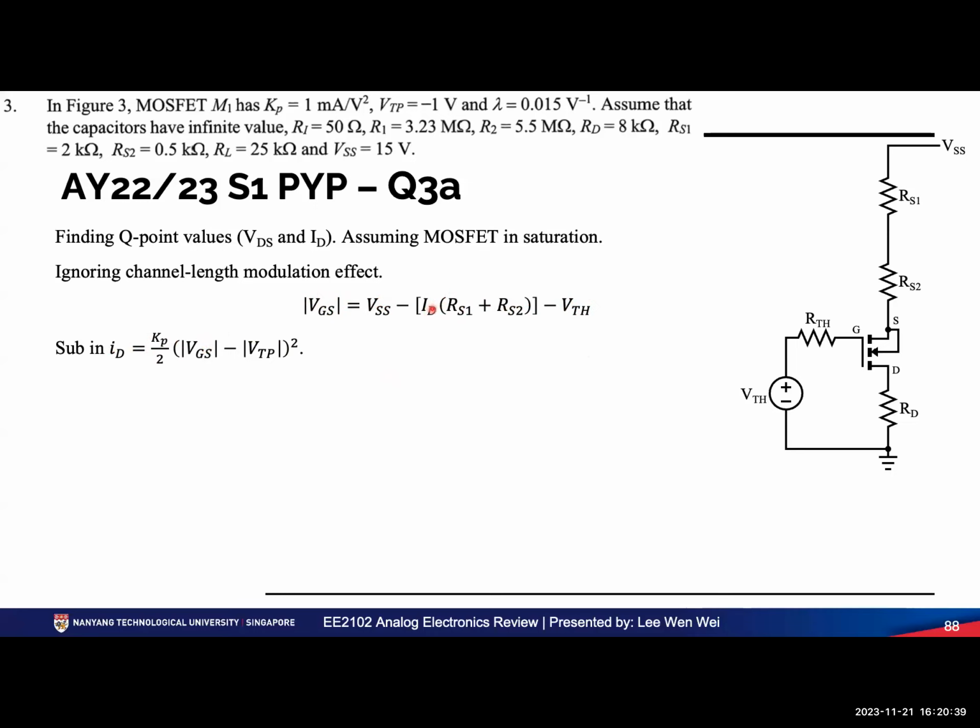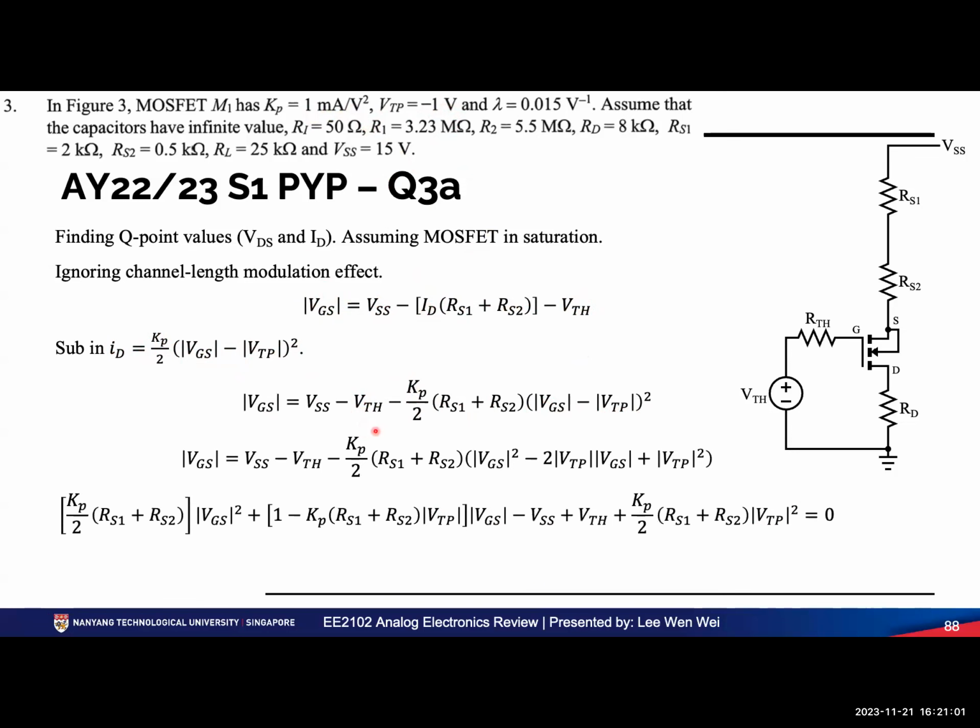ID you substitute inside here, so ID will disappear. KP is given as negative, 1 milliamp per volt square, so you can just substitute inside. VTP is also given, so I substitute that inside too. Then multiply by this, then minus VTH, I just brought it to the front. I get this expression, then do some manipulation here and there. I find the coefficient of VGS square, the coefficient of VGS, and the constant term equals 0. This is actually a quadratic equation.